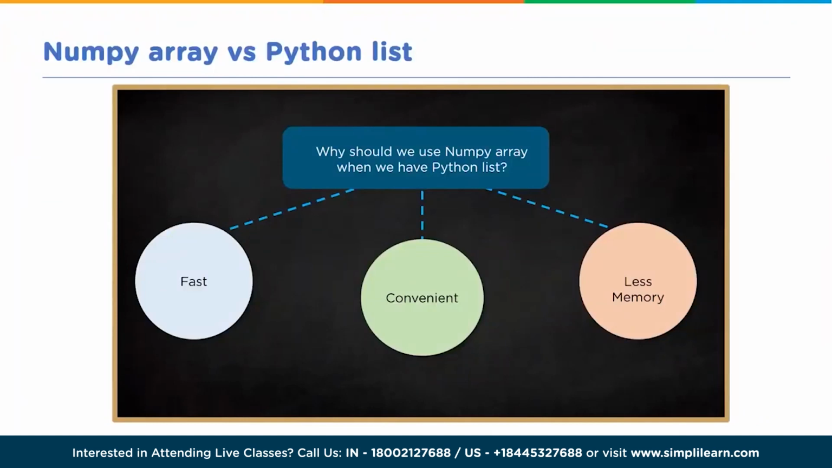So back to our Numpy array versus Python list, Python list being the basic list in your Python. Why should we use Numpy array when we have Python list? Well, first, it's fast. The Numpy array has been optimized over years and years by multiple programmers, and it's usually very quick compared to the basic Python list setup. It's convenient, so it has a lot of functionality in there that's not in the basic Python list. And it also uses less memory, so it's optimized both for speed and memory use.